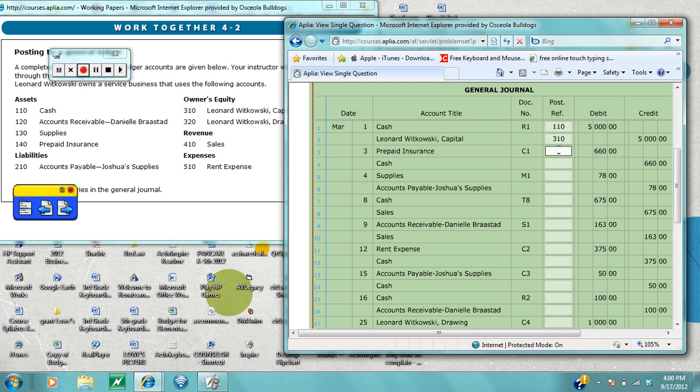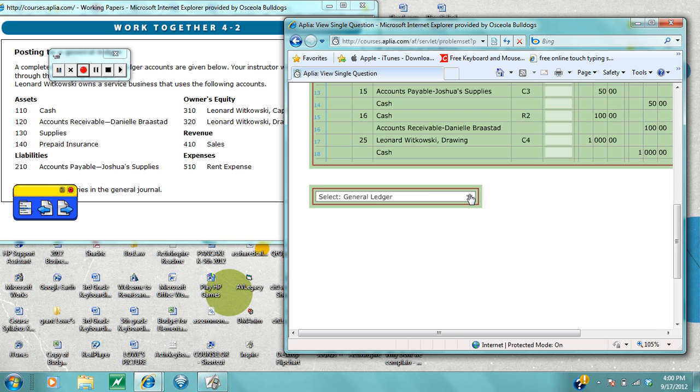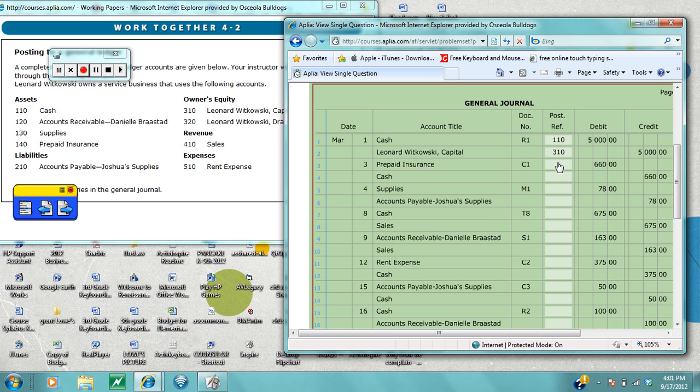310. Prepaid insurance. Go down prepaid insurance, 660 on the 3rd. G1 is our reference, General Journal 1. It's debited 660. We did our math. There's math to be done every time you do that. Take that 140, put it here.